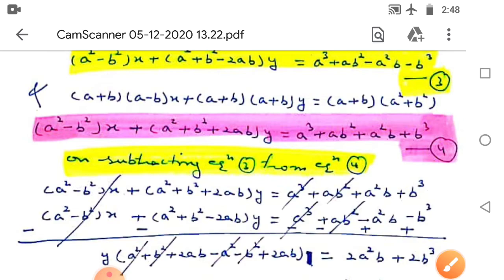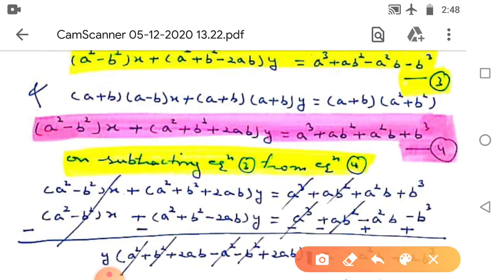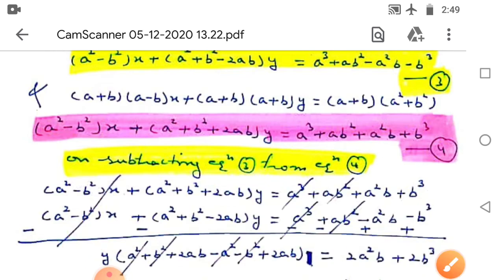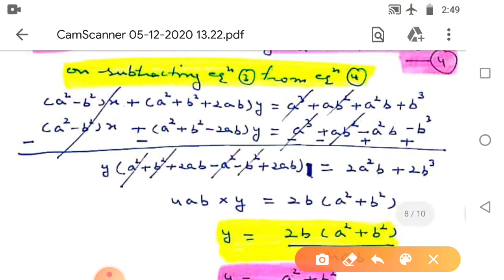Now on subtracting equation 3 from equation 4, the x term is gone. Here you can take y common. When you take y common, inside we get a square plus b square plus 2ab, minus a square minus b square plus 2ab, since we need to change the sign, right?